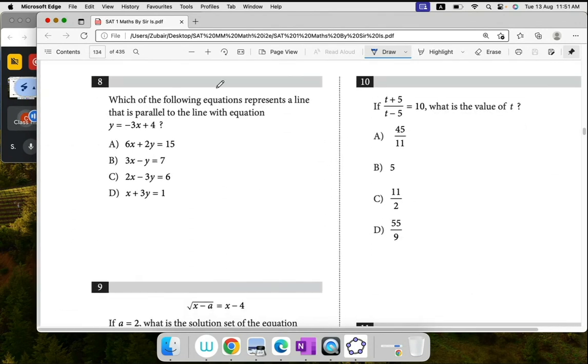Which of the following equations represents a line that is parallel to the line? So gradient minus 3. A? Yep, A. Gradient minus 3.